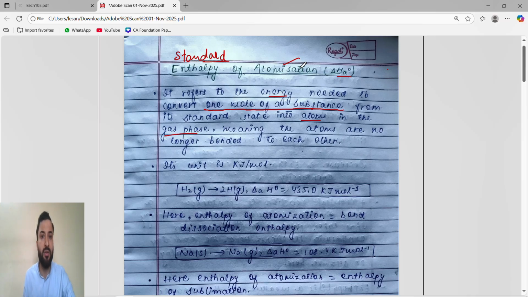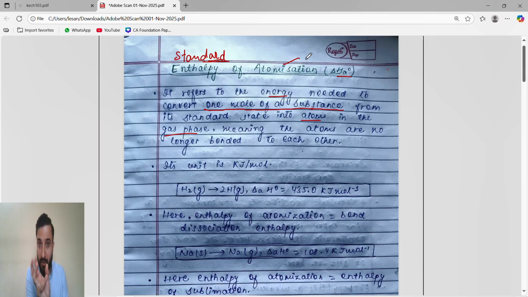So enthalpy of atomization, what we understand is the energy needed to convert 1 mole of substance, because we are talking about standard, from its standard state into atoms. And the atoms in which phase? Gas phase, because atoms can be in solid phase, liquid phase or gas phase, right? So atoms in gas phase. So what we will do is the energy needed to convert, what will it convert?